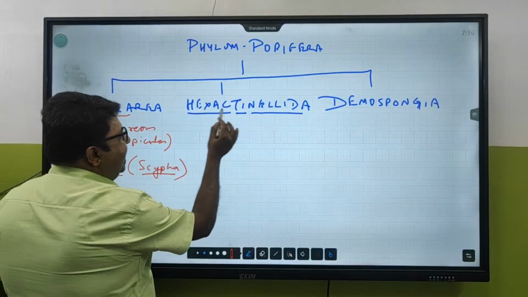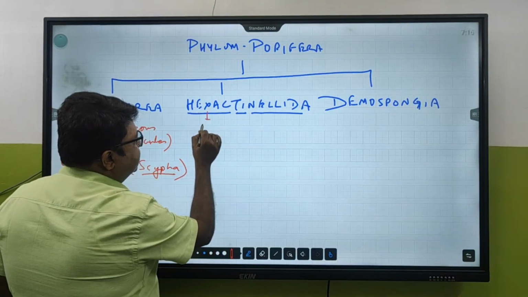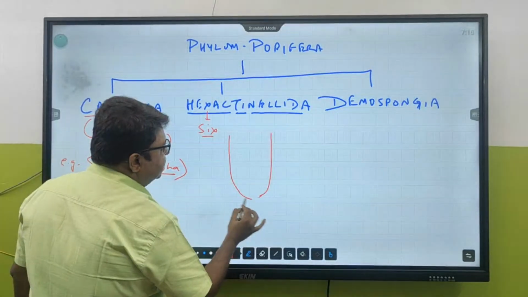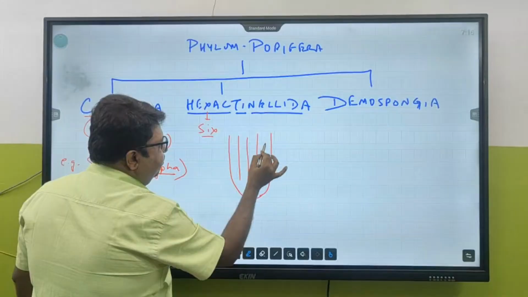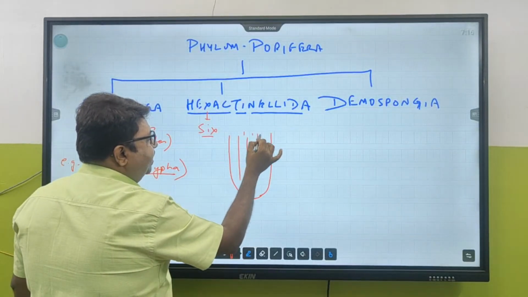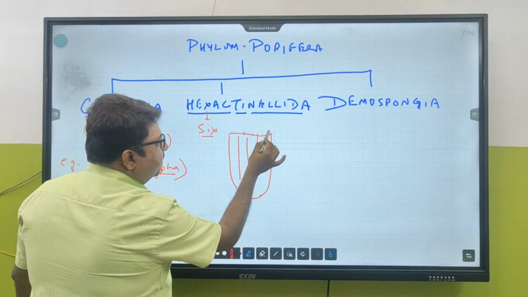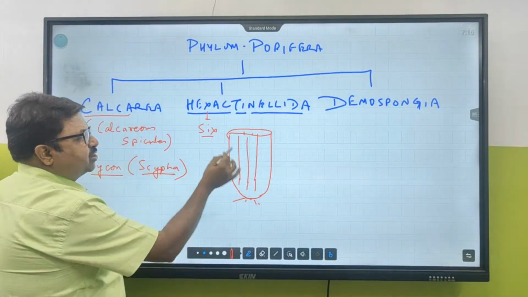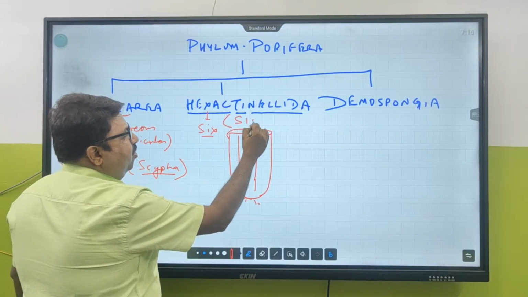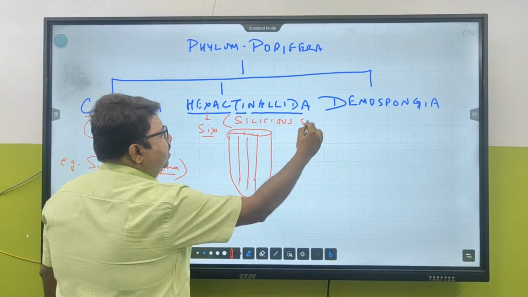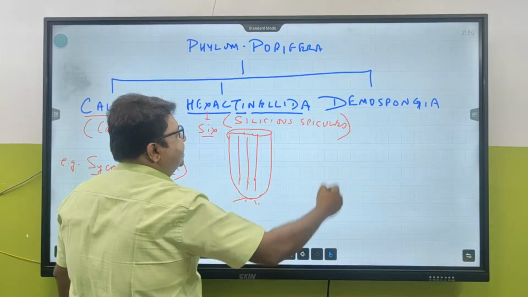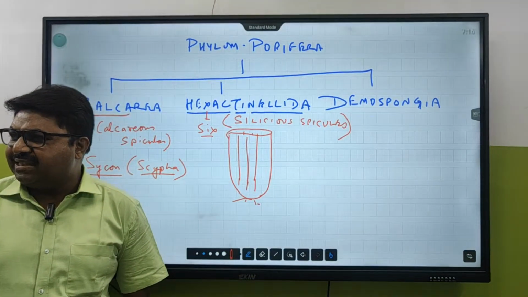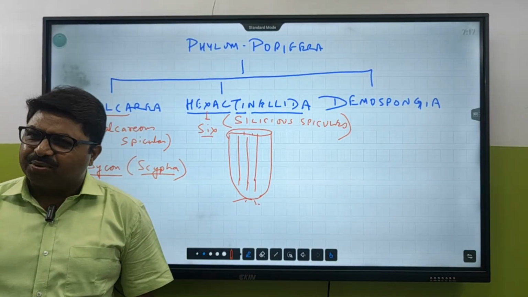When we talk about Hexactinellida, hexa means what? 6 or 7? 6. So they have 6 rows of this kind of structure. 6 rows of what? They have siliceous spicules. 6 rows of siliceous spicules. That means they have silicon as deposition, but they are present in 6 rows.